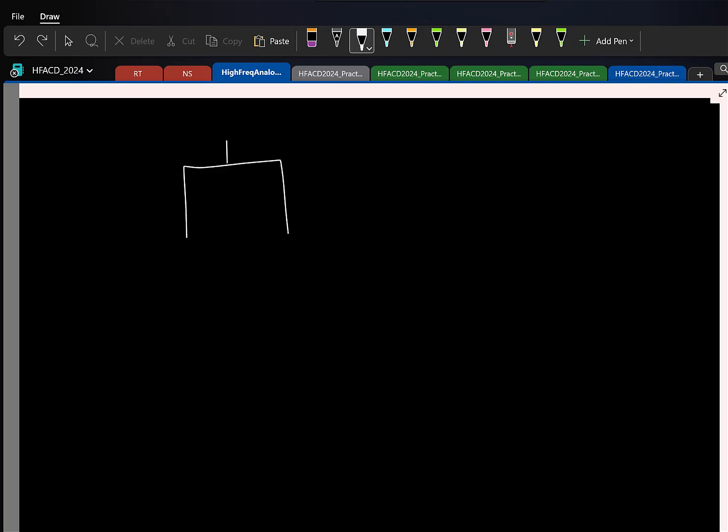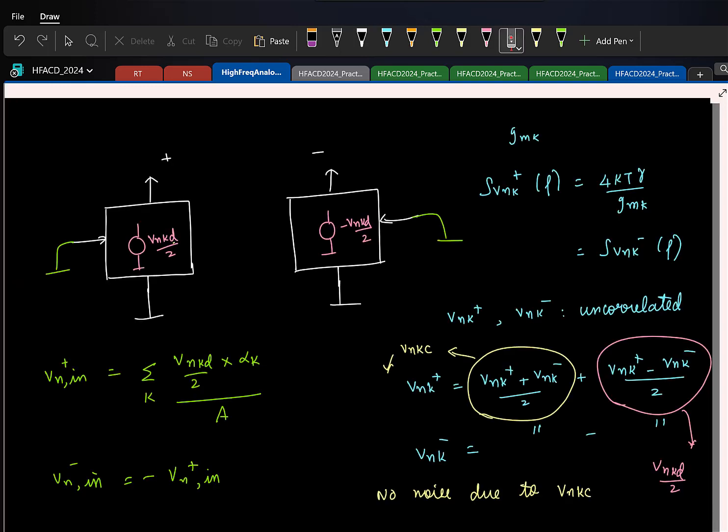You take one half circuit. What you do in the half circuit is the following. In this half circuit, you just take Vn k as it is, not the differential, just the noise voltage for each element as it is. You find some input referred noise for this. Let us say that is some Vn in of f. You multiply that by 2. From here I want you to prove it.